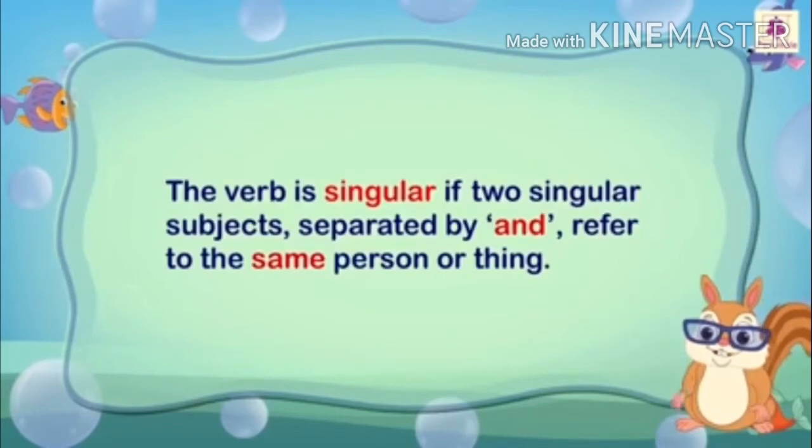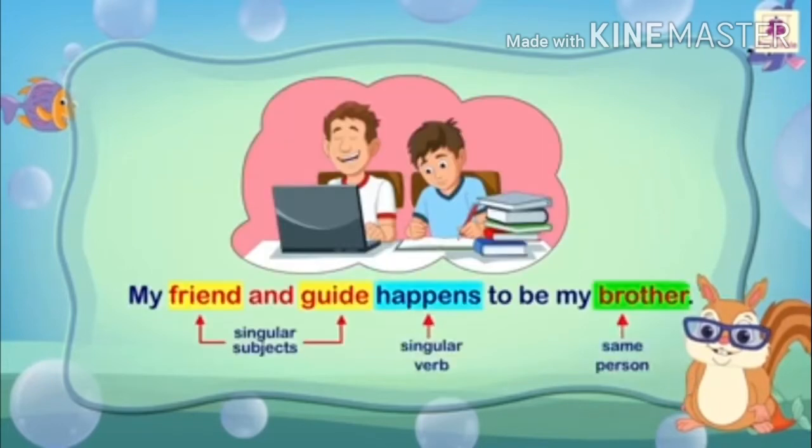But in contrast to this rule, we have another rule, that is the verb is singular if two singular subjects separated by and refer to the same person or thing. For example, my friend and guide happens to be my brother. Here you can see that two singular subjects, that is friend and guide, are referring to the same person, that is brother. So, these are two rules which go hand in hand.